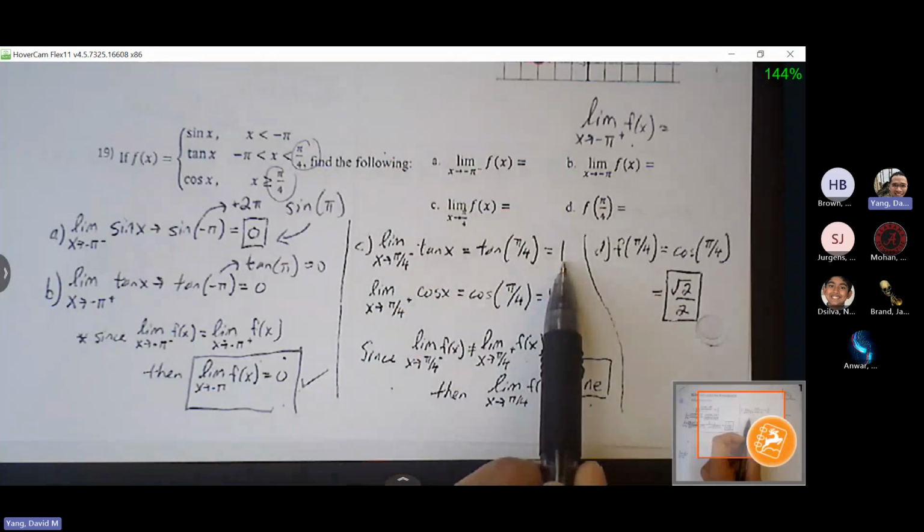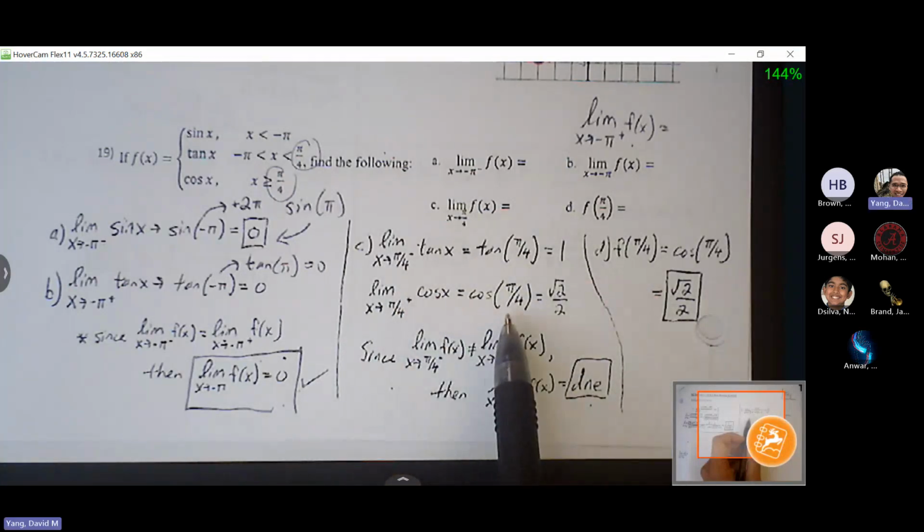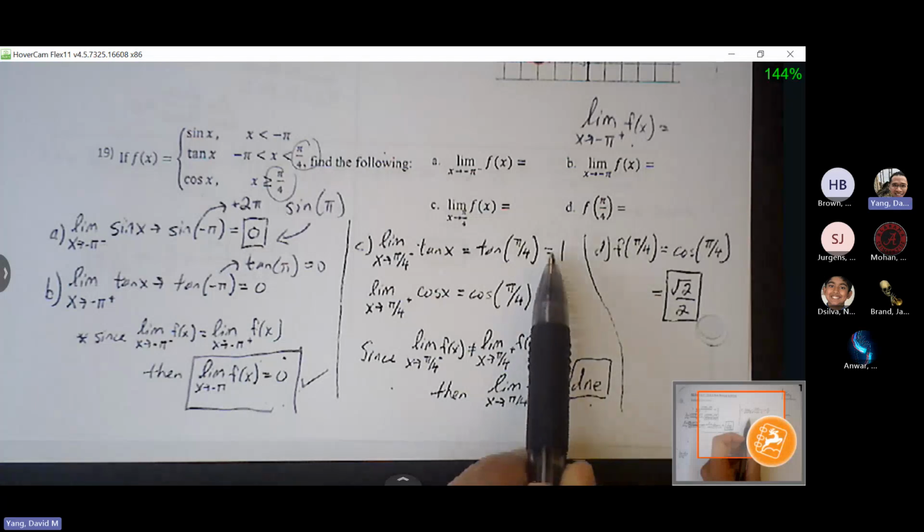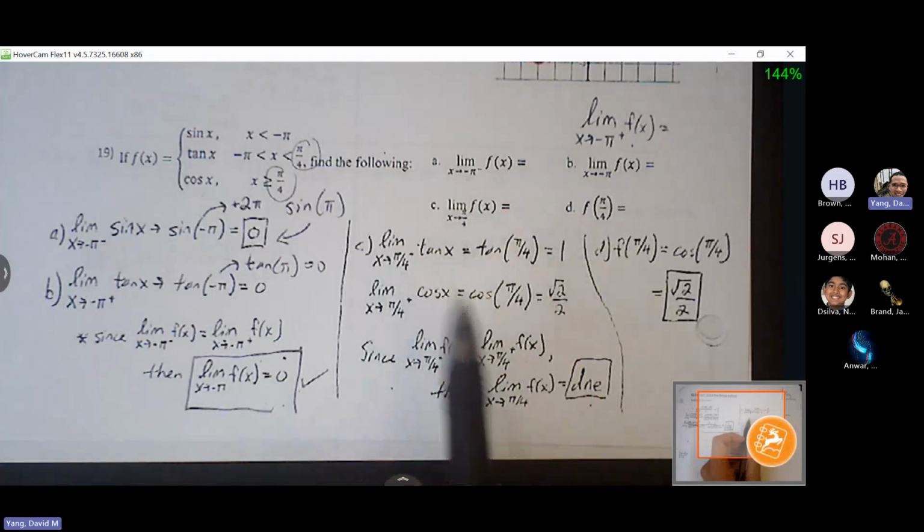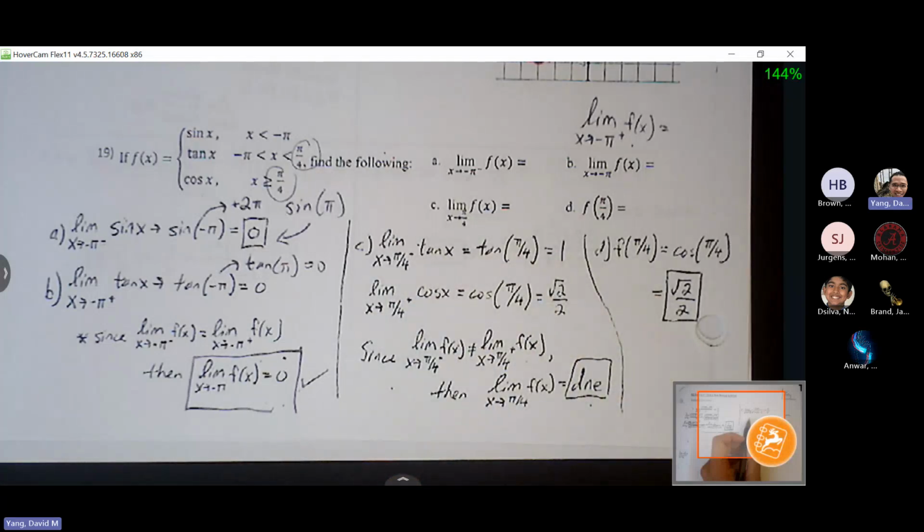Tangent of pi over 4 is 1. Cosine of pi over 4 is root 2 over 2. And we can clearly see that as we approach pi over 4, one y value is going to 1, the other y value is going to root 2 over 2, and those are not in agreement. The arrows are not pointing to the same y value, therefore the full limit would not exist.